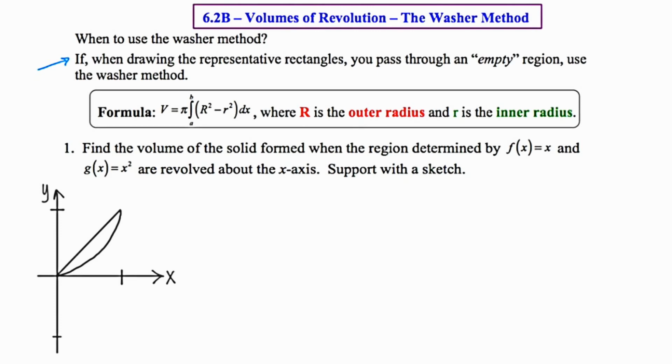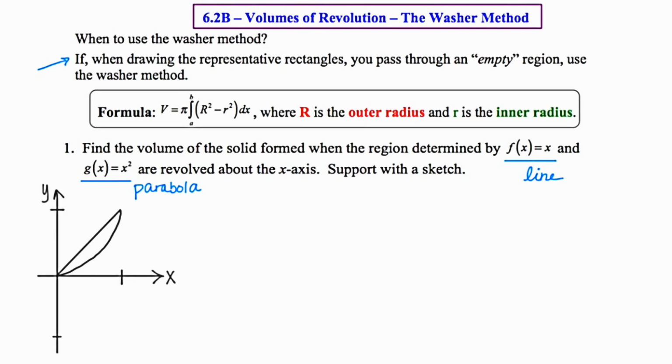Let's take a look at an example, and I think a lot of this will make a lot more sense. Number one, find the volume of the solid formed when the region determined by f of x equals x and g of x equals x squared are revolved about the x-axis. So f of x equals x is just going to be a line, and g of x equaling x squared is just going to be a parabola. And I've gone ahead and drawn those in for you.